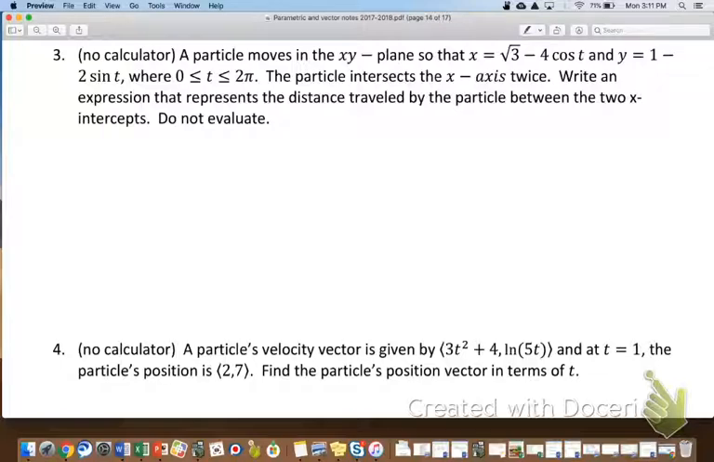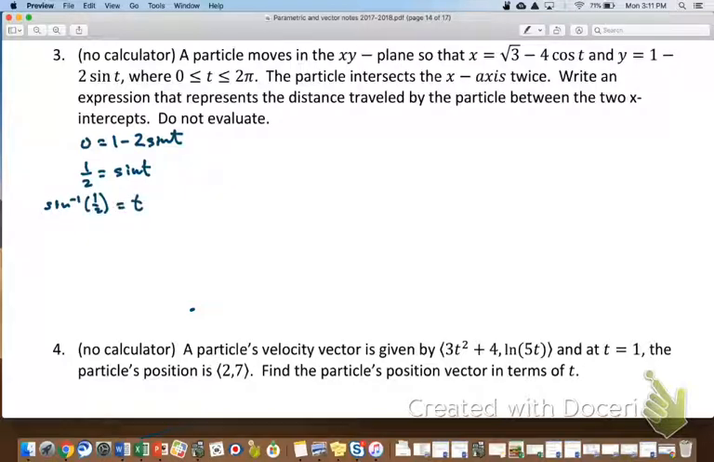If this particle intersects the x-axis, how would we find when that happens? When y equals 0. So I would set the y component to 0. So I would say 0 equals 1 minus 2 sine of t. That's the key, right? If the particle is on the x-axis, we don't know what the x coordinate is, but we know that the y is 0. So I would subtract this over and divide. I'd get 1/2 is equal to sine of t. This is very doable without a calculator, if you know your unit circle type stuff.